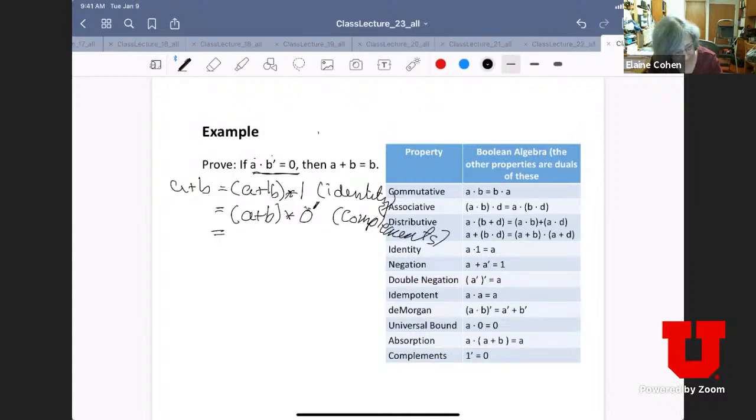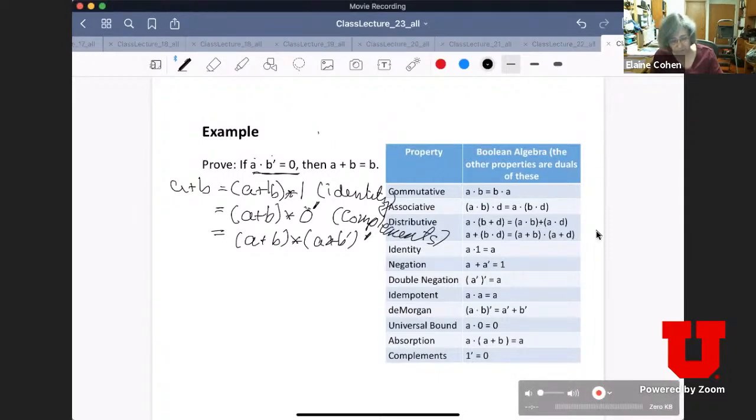What's the next step? What's zero equal to? Well, A times B complement is equal to zero. So I substitute that in. So what's that? That's just substitution. We're given that A times B complement is zero. We're applying the given.